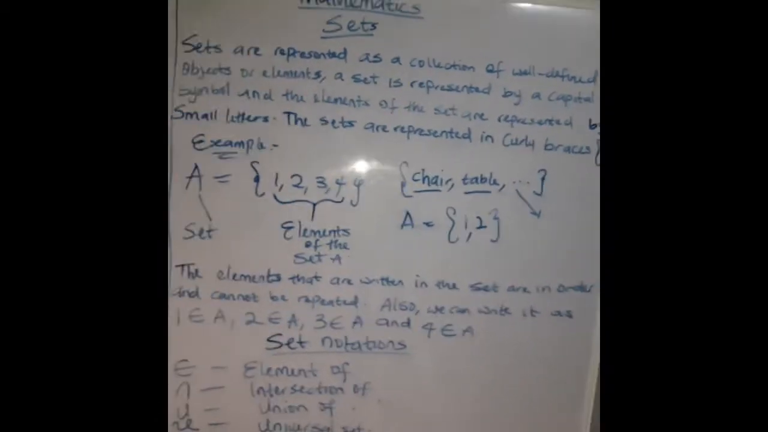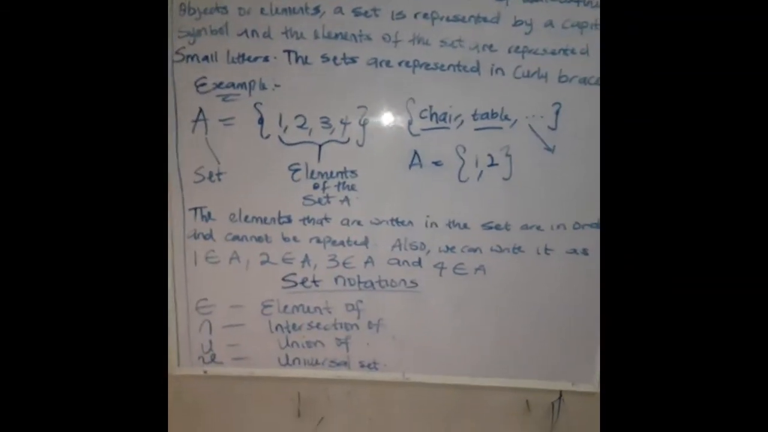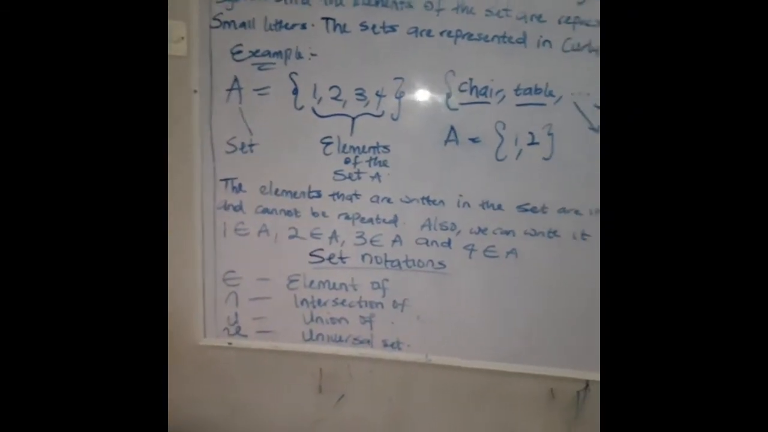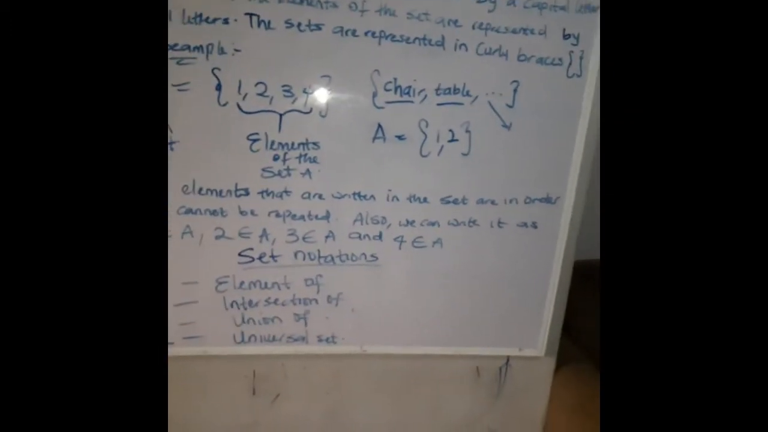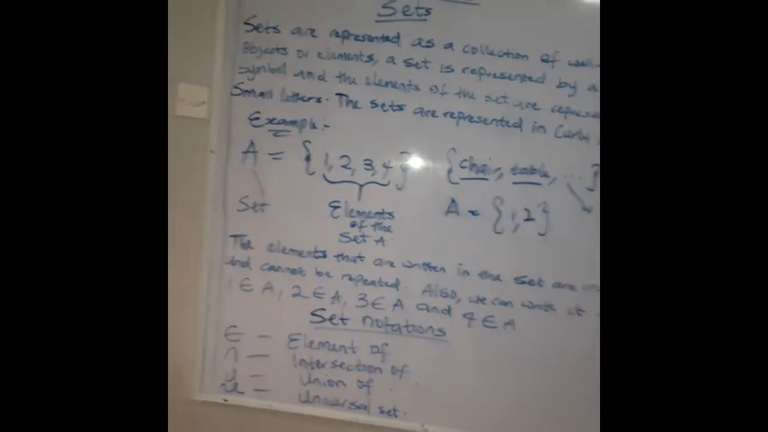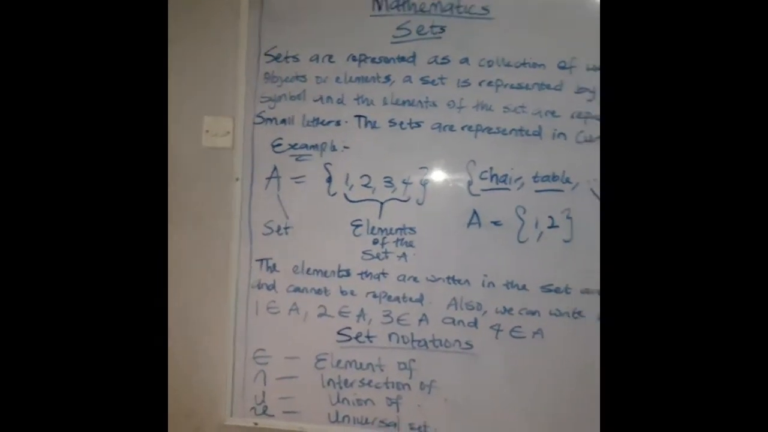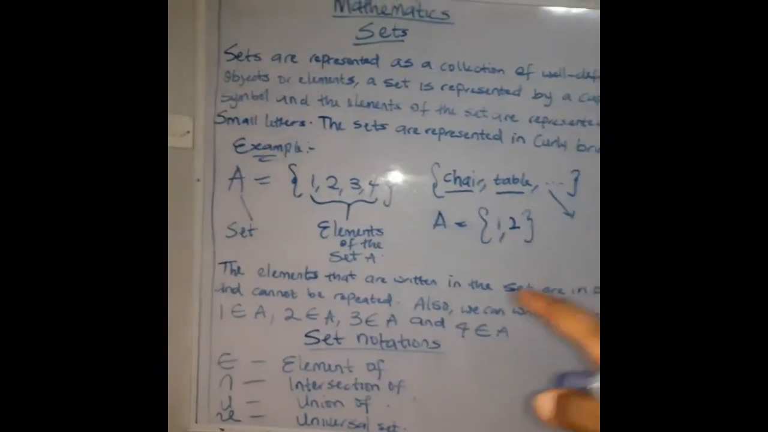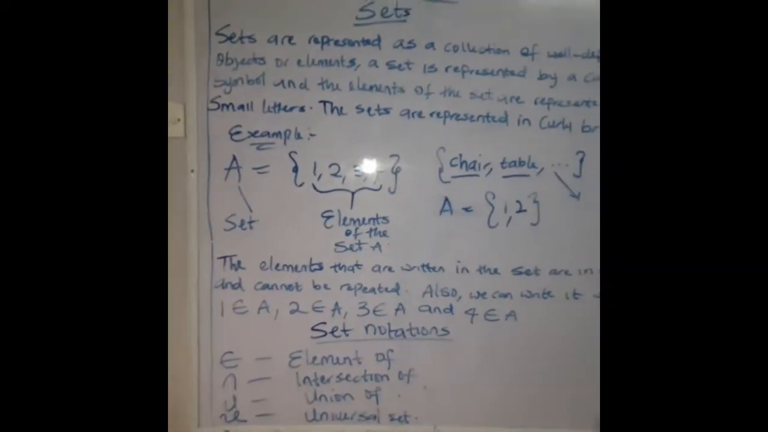Also, we can write it as I said: 1 is an element of set A, 2 is an element of set A, 3 is an element of set A, and 4 is an element of set A. So these are the set notations we have. This is not all, but because of the space on the board, I had to just write out 4. After this one, I'm going to list the others. We have element of, which is the one I showed you. 1 is an element of A, 2 is an element of A, 3 is an element of A, and 4 is an element of A. So we have intersection.